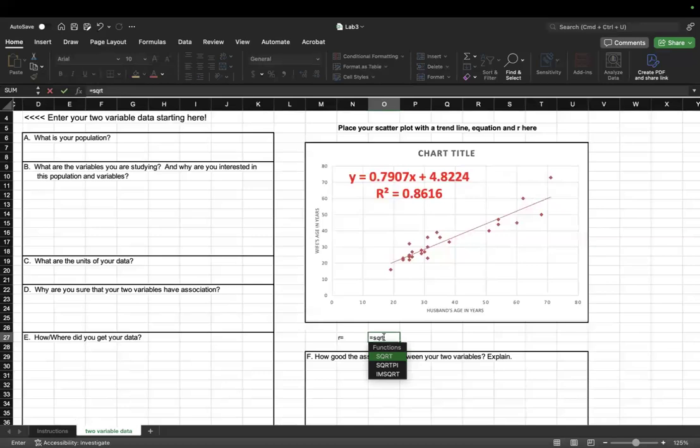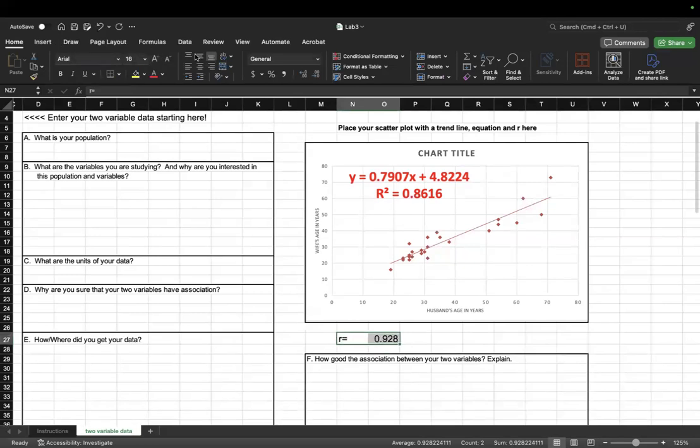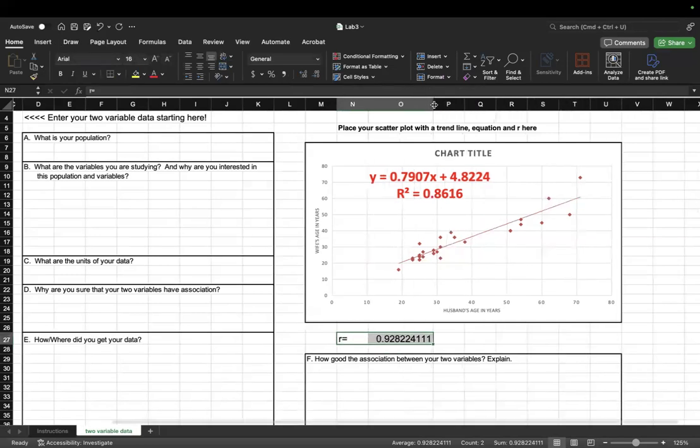SQRT, parenthesis. I'm just going to type in 0.8616, and it's going to do that math. It took the square root of that. I'm going to make this bigger so you can see it. Okay. So my R value is 0.928. That is a pretty good R value. That is a pretty strong R value.